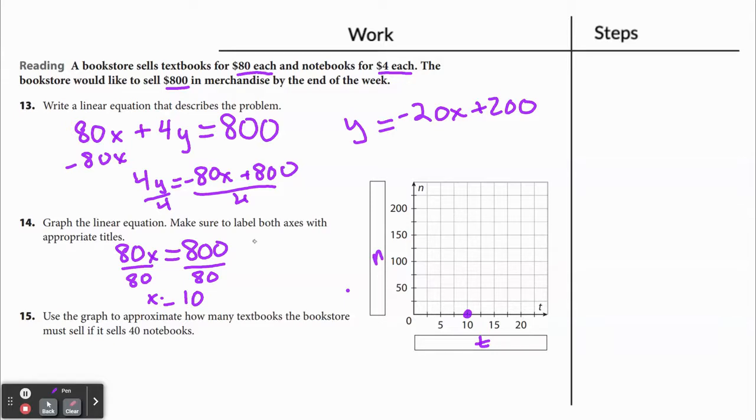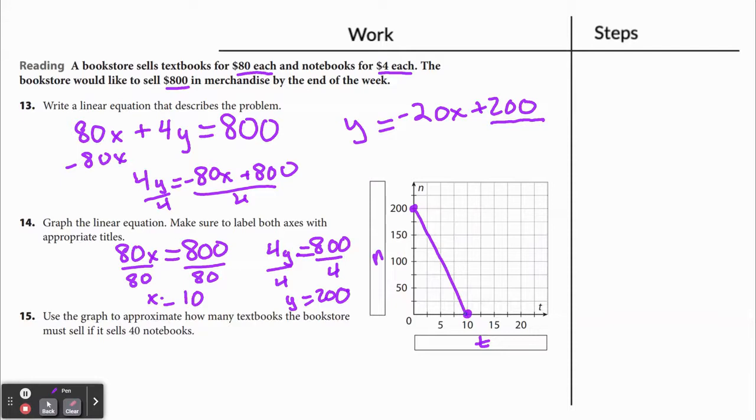If I am trying to find my y-intercept, I'm going to plug in 0 for x. So 80 times 0 is just 0 plus 4y equals 800. And now to solve for y, I'm going to divide both sides by 4. And that's going to give me y is equal to 200, which matches up with our y-intercept over here. And now to graph that, I'm going to try and sketch the line as best as possible between those 2 points.